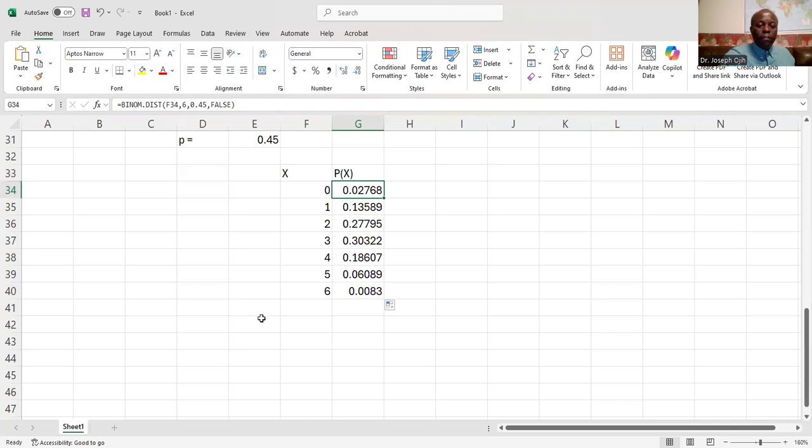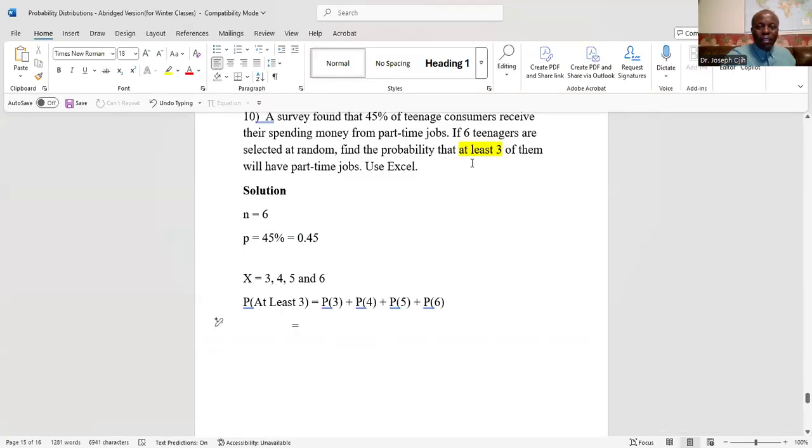Now, what we are looking for is at least 3, I believe. Let's see on the question. Yep, find the probability that at least 3 of them, which means probability of 3 plus probability of 4 plus P of 5 plus P of 6. So we can get it from there.